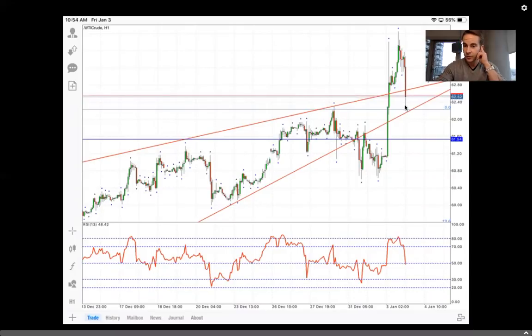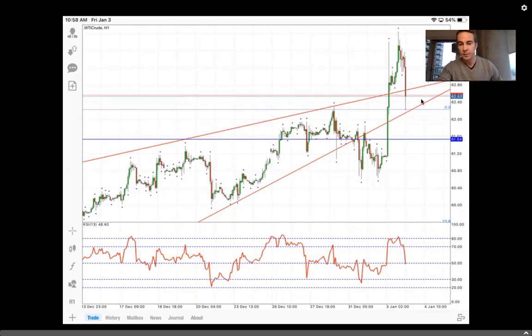You can see we're getting a rejection right here. I'm actually going to pause and place one more trade here. Okay, sorry about that. So the next trade just got placed, with stops at the 61.90 level, 61.85.